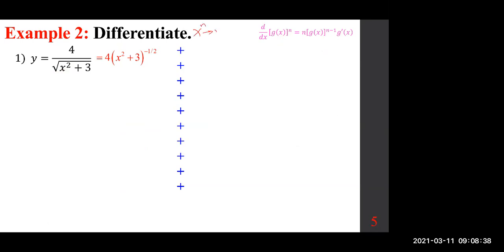When you differentiate, n becomes the coefficient, x to the power of n minus 1. So the same thing happens. n becomes the coefficient, x to the power of n minus 1. Now we're going to use g of x to the power of n minus 1.